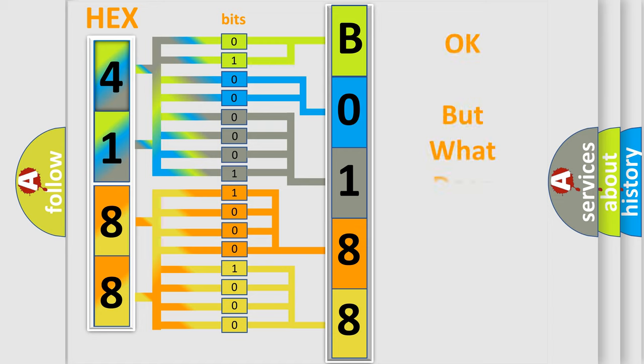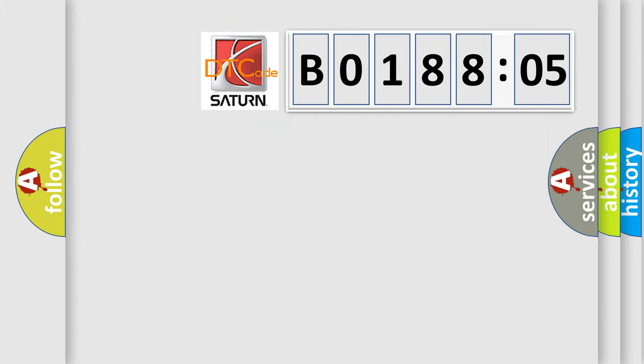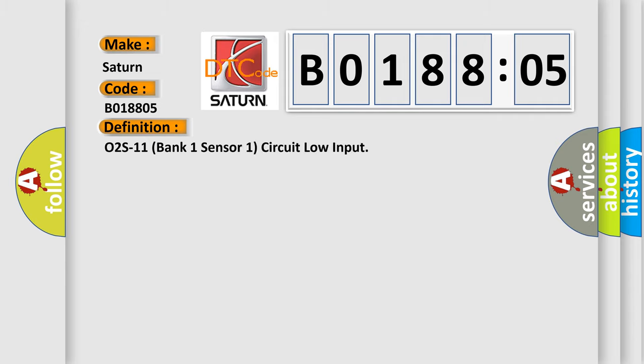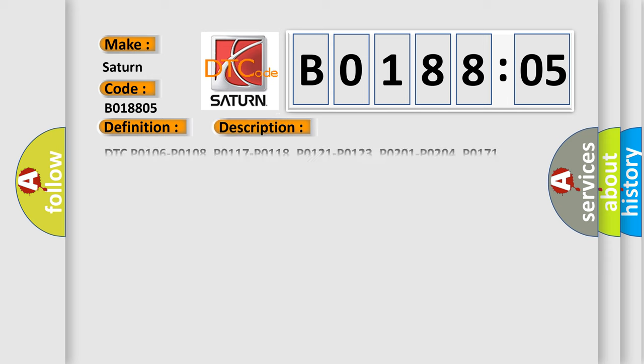The number itself does not make sense to us if we cannot assign information to what it actually expresses. So, what does the diagnostic trouble code B0188-05 specifically interpret for Saturn car manufacturers? The basic definition is O2S11 bank 1 sensor 1 circuit low input. And now here is a short description of this DTC code.